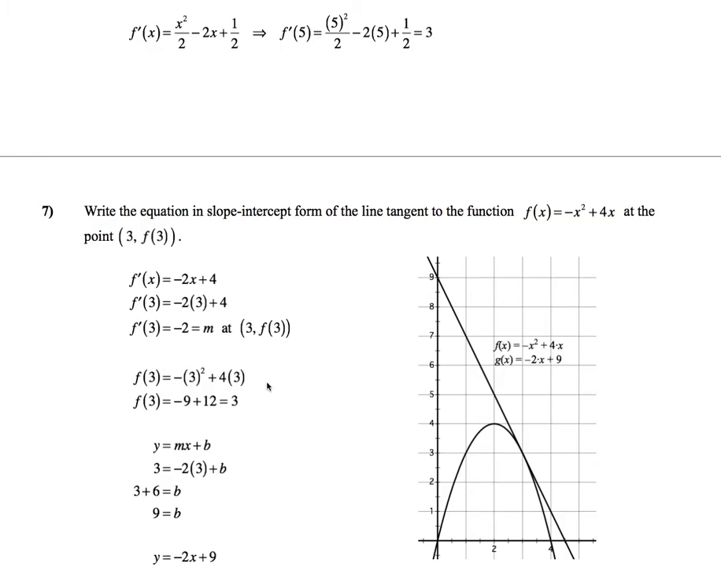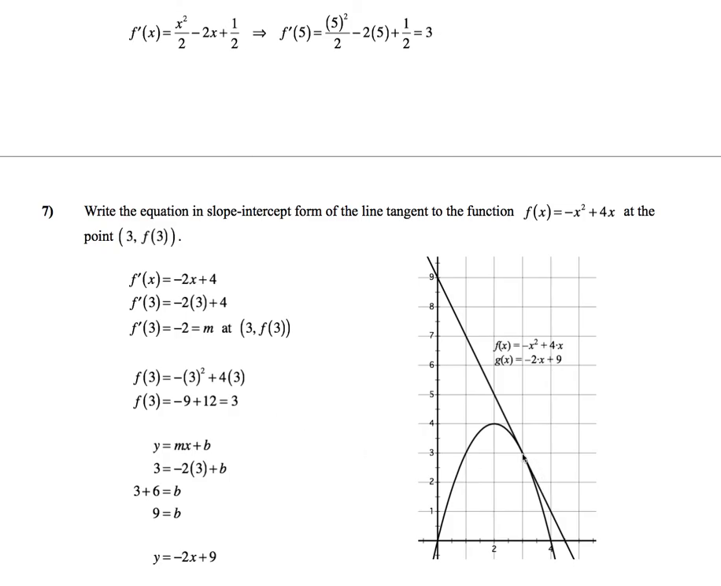Well, now we need that function value, so we plug it into the function. And so we substitute 3 for our x in here. And so that's 3 squared. The negative sits out here and waits for us to square this number. And so we do. 3 squared is 9. The negative stays here with that term. And then 4 times 3 is 12. Negative 9 plus 12 is 3. And so the value of the function, or the y value when x is 3, is 3.